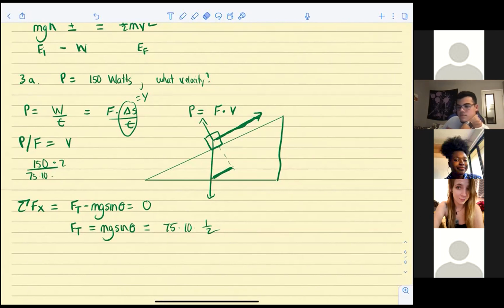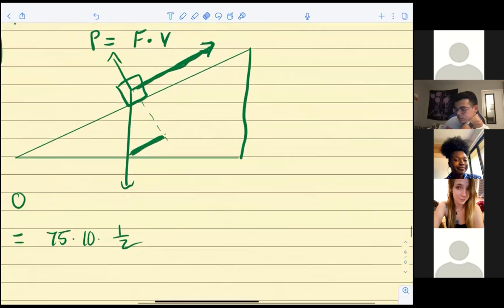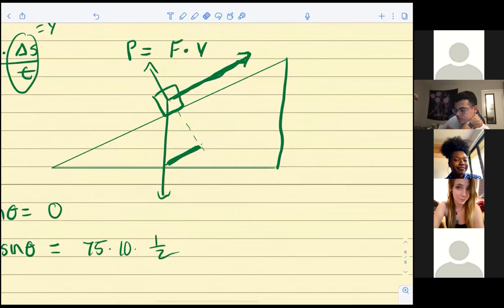I have a question. Yeah. When do you know when to use sine or cosine for these problems? So good question, actually. We know that this is 30 degrees, right? Or this is theta rather, which happens to be 30.